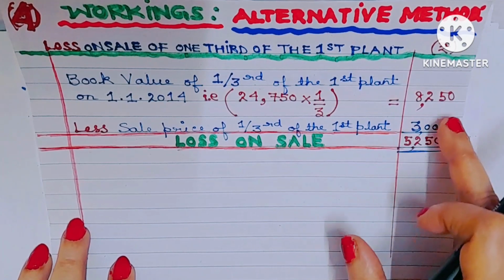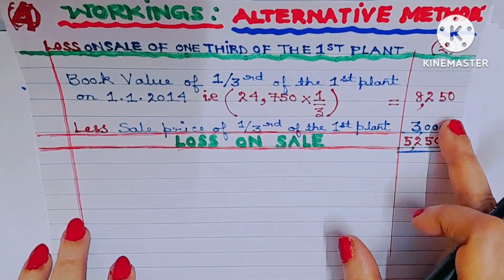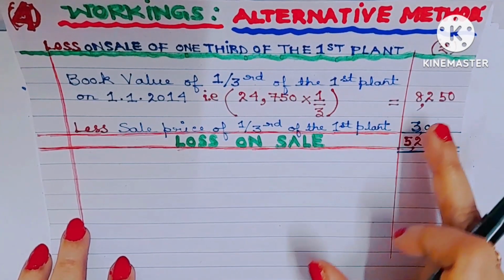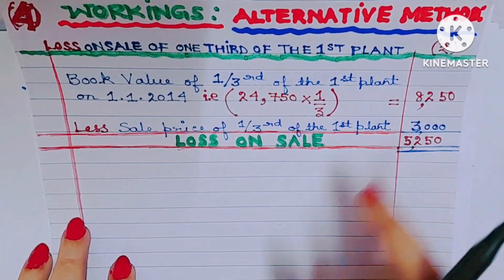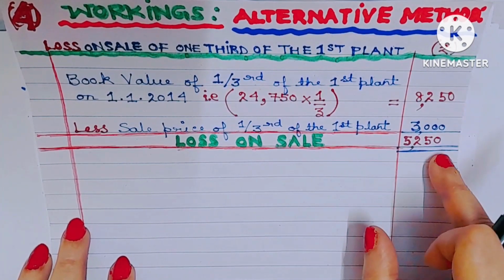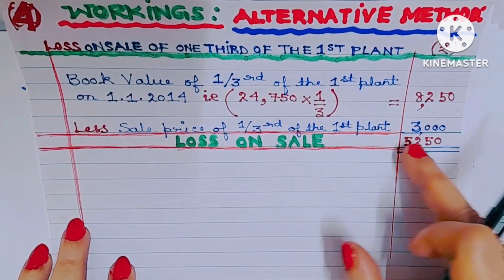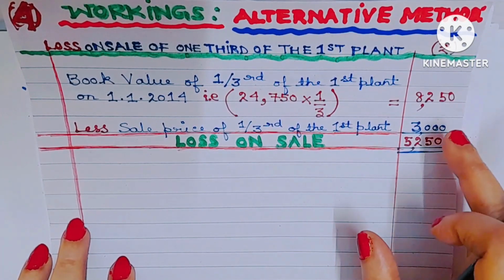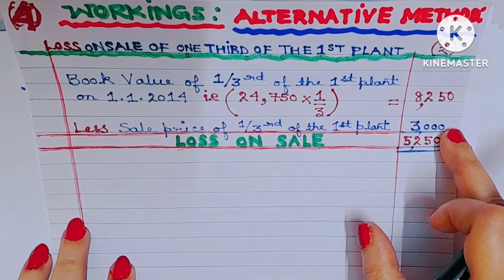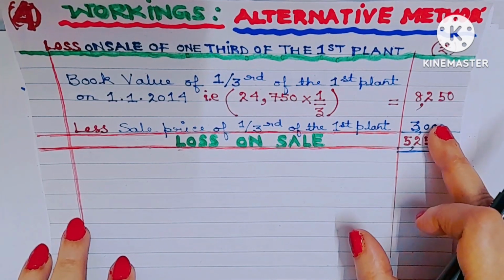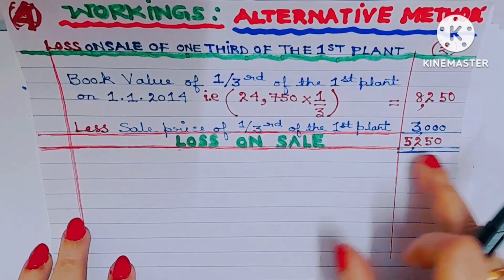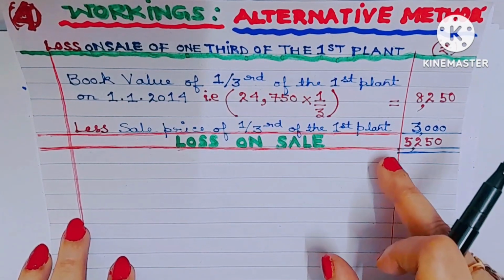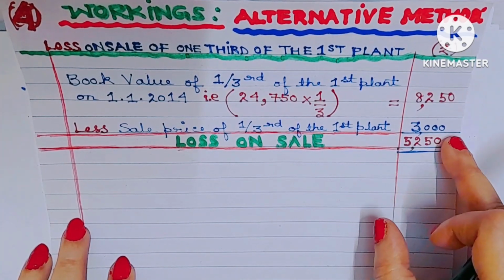So, what is the book value of 1/3 of the first plant on 1st January 2014? 8,250. কিন্তু এটা অনেক কম দামে সেল করলো 3,000. তাহলে এটা লস হলো 8,250 minus 3,000 will give you 5,250. তো লসে সেল করলো। যদি এটা সেল করতো 9,000 তাহলে কি হতো? প্রফিট অন সেল। 9,000 minus 8,250 will give you 750. তাহলে প্রফিট অন সেল 750 হতো.